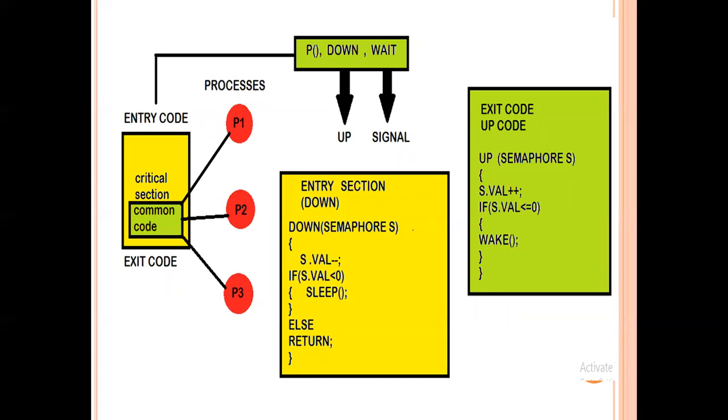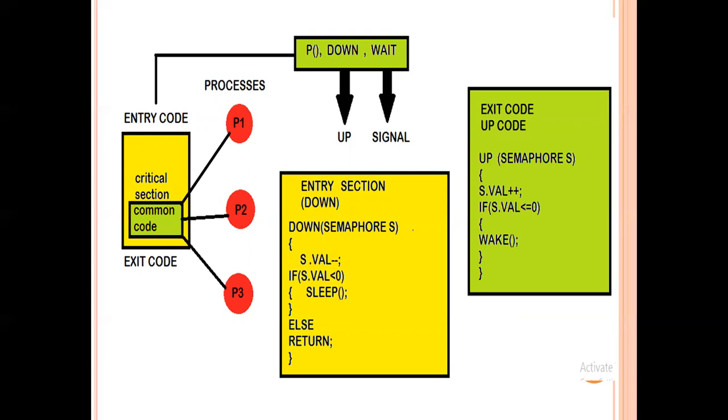So now there are two processes, down or wait. Down is sometimes called up also, and wait is also called signal. So let's see what this is. What is the entry section code, or down section code?